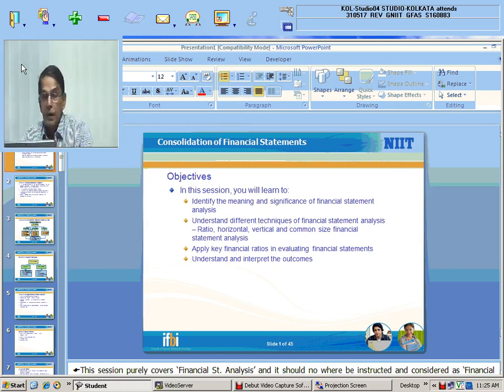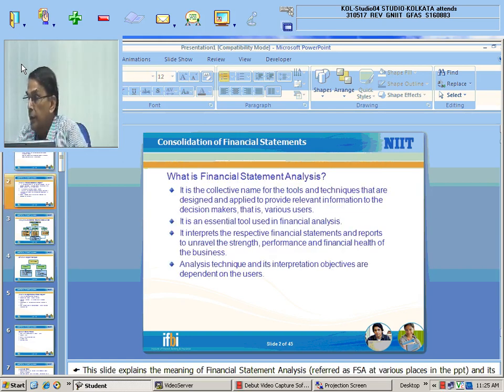So financial statement analysis is a collective name for the tools and techniques that are designed and applied to provide relevant information to the decision maker, that is various users. It is an essential tool used in financial analysis. So financial statement analysis is an essential tool of financial analysis, so it's a subset of the financial analysis.